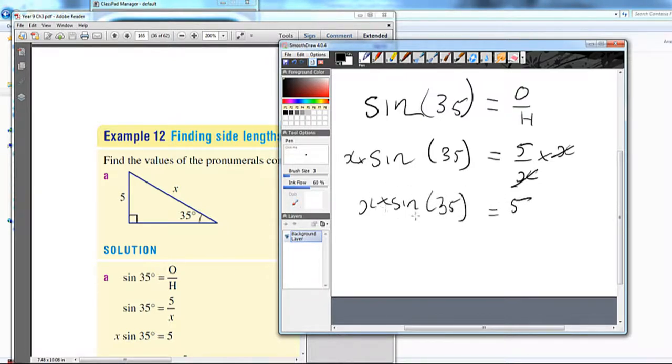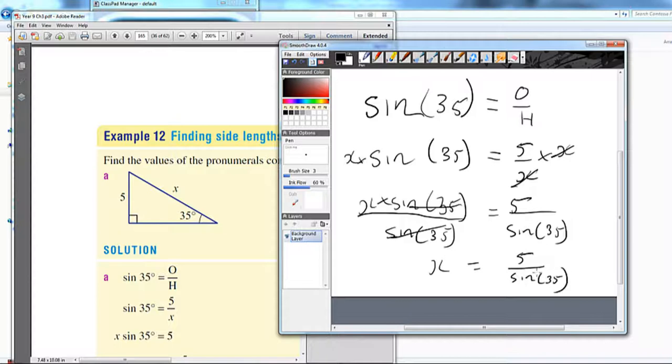Okay, now we want to get x by itself. Easy. We just divide by sine 35. That cancels with that, and we divide this by sine 35. Remember, sine 35 is just a ratio, it's just a decimal number. So, x equals 5 on sine 35.